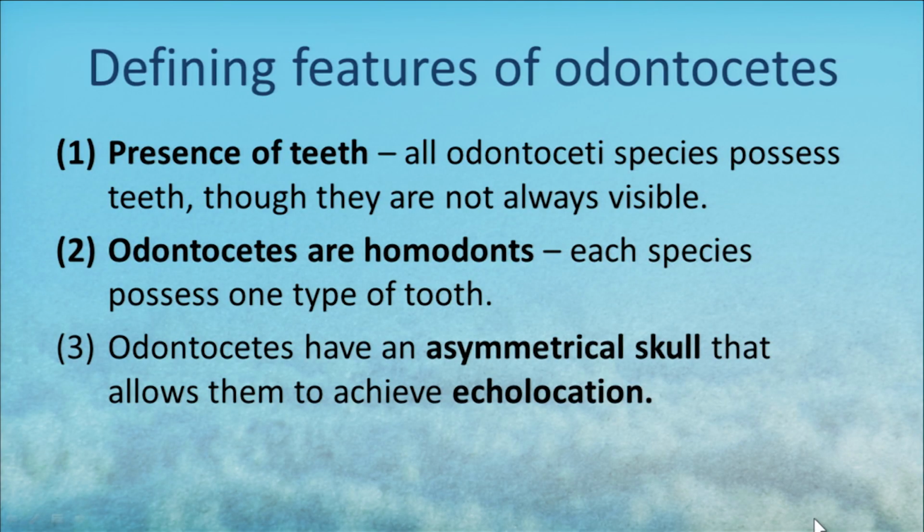Before we get into the taxonomy and organization of the Odontocetes, let's review some of their defining features. As we stated earlier, all Odontocetes have teeth. The word dont means teeth. So all Odontocete species possess teeth, though truthfully they're not always visible. Moreover, all Odontocetes are homodonts, where each species possesses only one type of tooth.